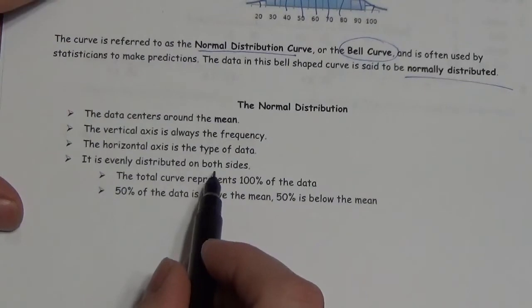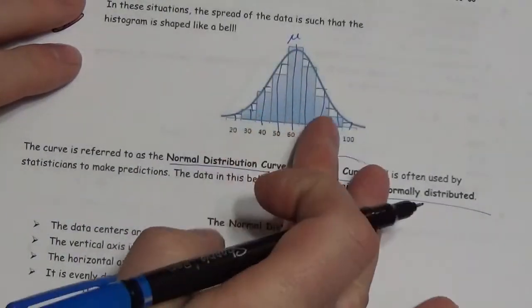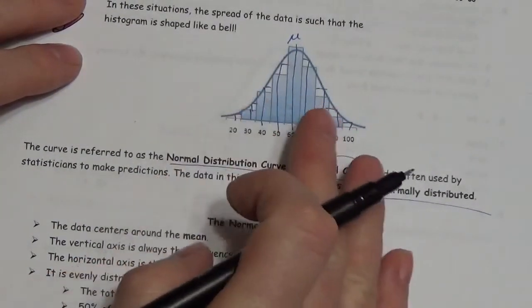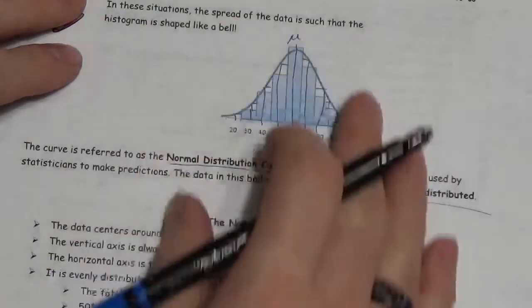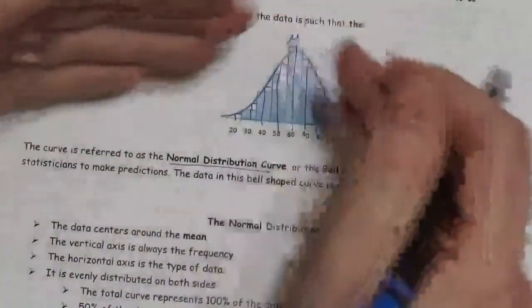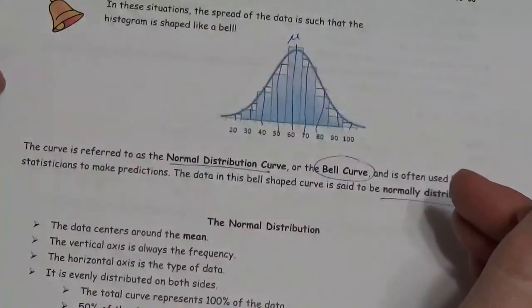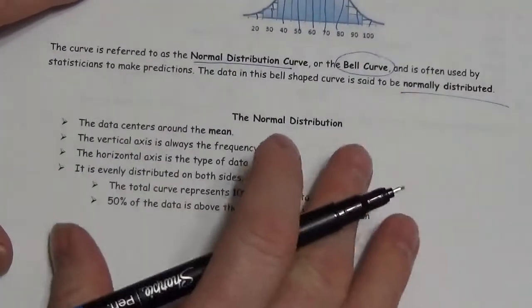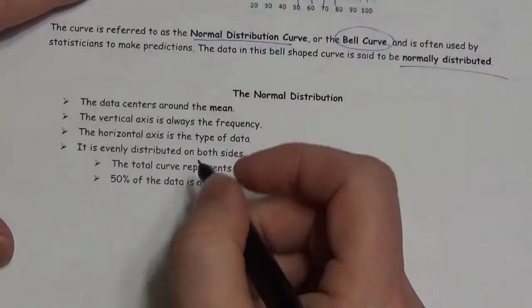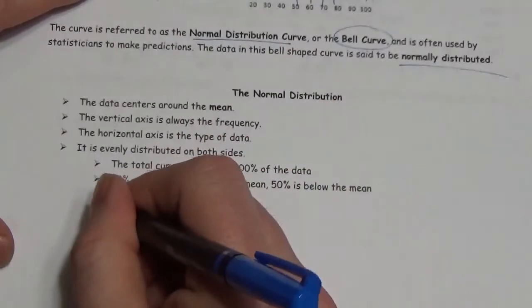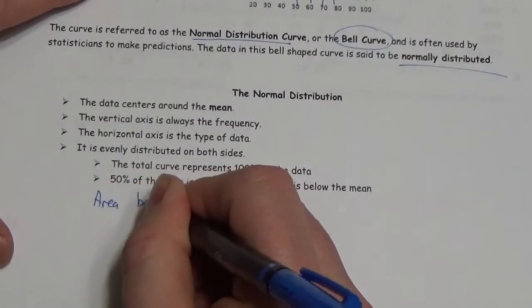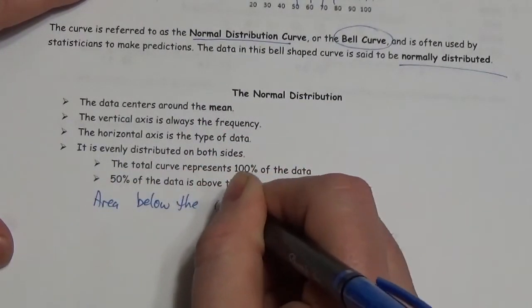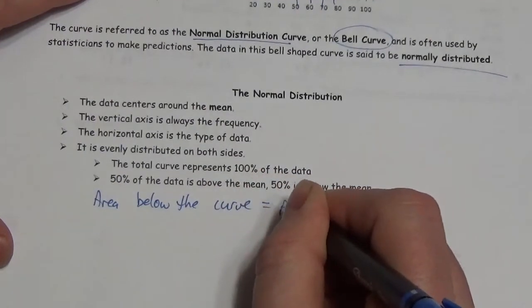It's evenly distributed on both sides, okay? So basically, 50% of the graph is below the mean, 50% is above the mean, but 100% of the graph is going to be covered by this curve. And something that it doesn't say right here, but we're going to get into later on, the area below the curve is equal to probability.